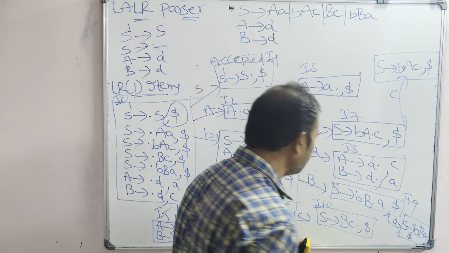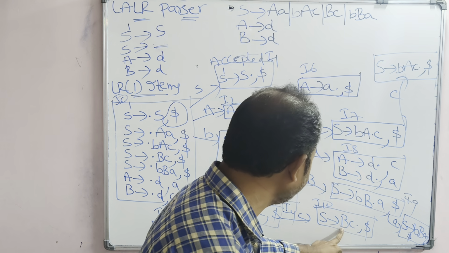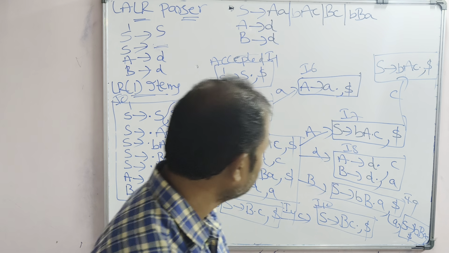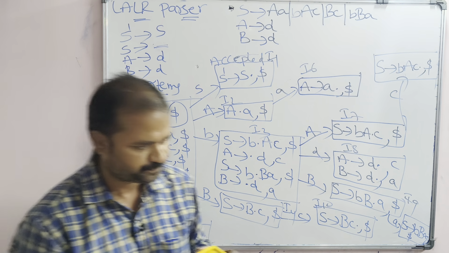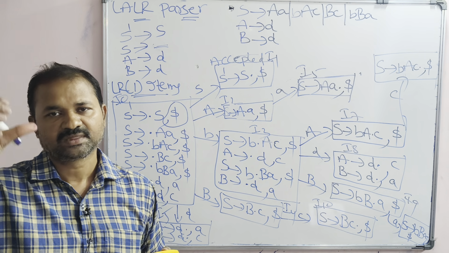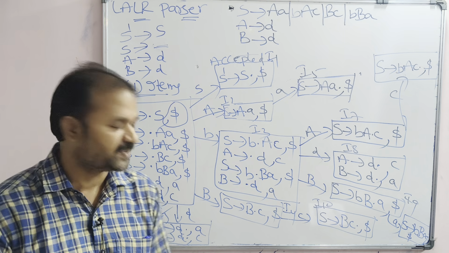After dot there is no terminal, there is no non-terminal. So this is also a final item. So we can say that the LR(1) items are calculated. Now let us observe the common productions with different look ahead symbols.